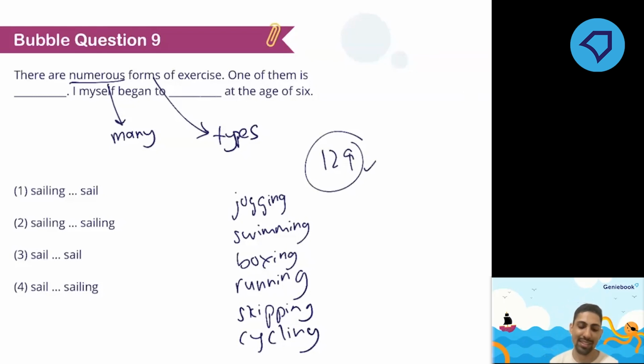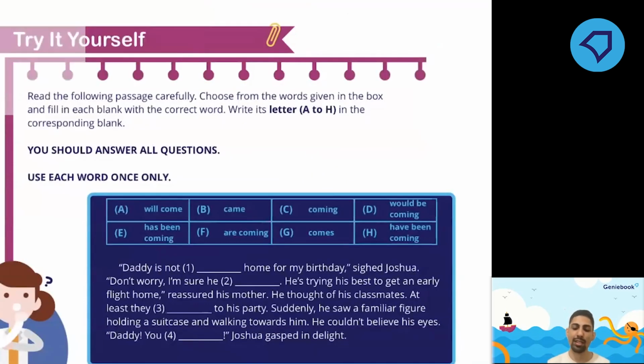Okay, so the answer is sailing, right? Sailing is the sport. Not 3, not 4. So now you have to ask yourself, one of them is sailing. We know the first blank is sailing. And what is the verb? This is the noun, right? If you do the act of sailing, then you say what? I began to sail. Let's try another one together.